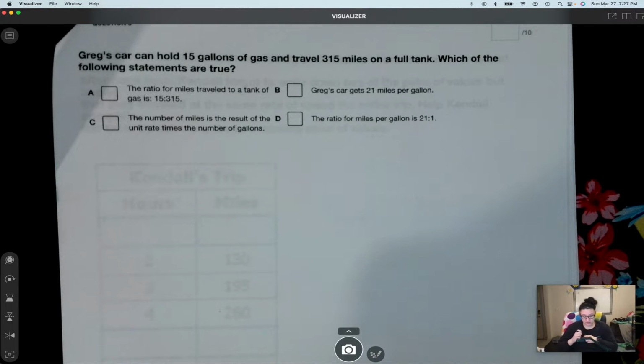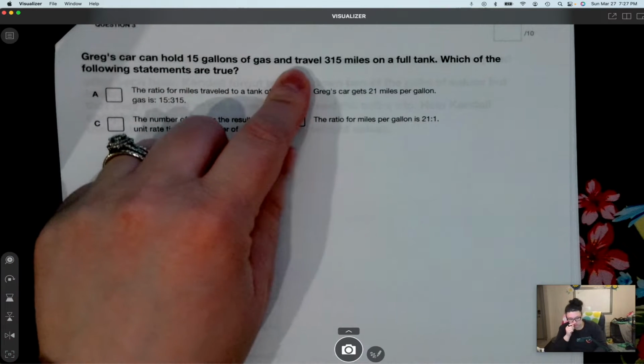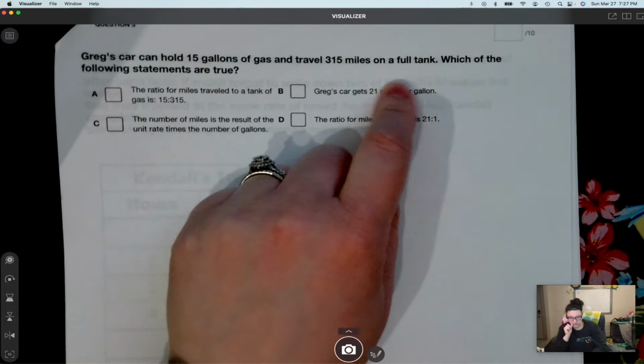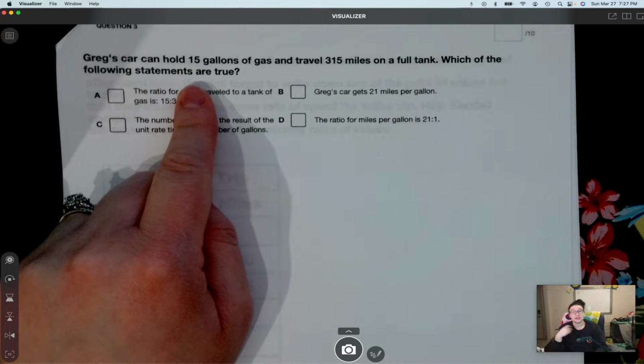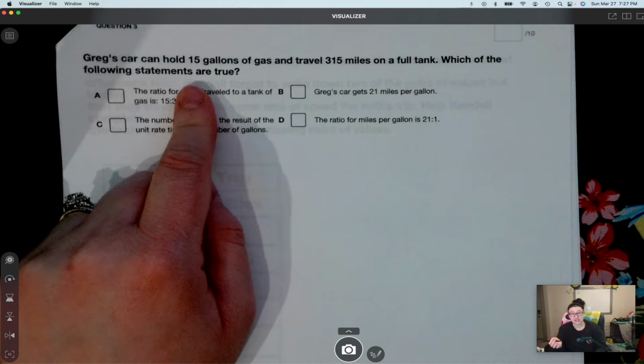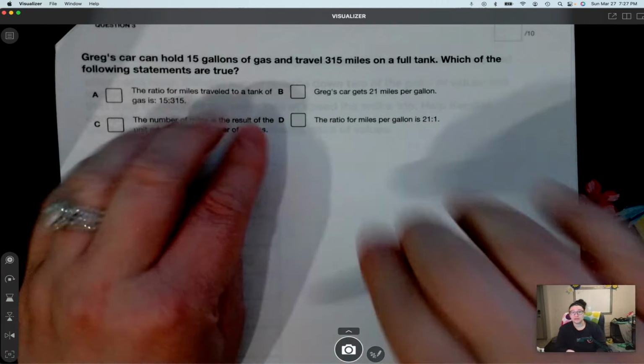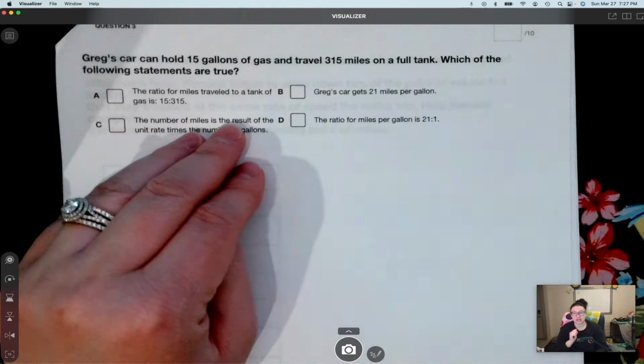Greg's car can hold 15 gallons of gas and travel 350 miles on a full tank. Which of the following statements are true? This is a proportional relationships unit. You should be setting up proportions to help you solve problems. So before I even look at my answer choices, that's what I'm going to do.